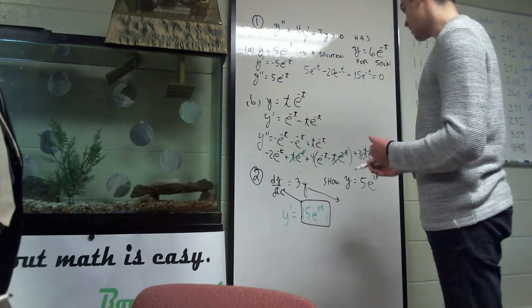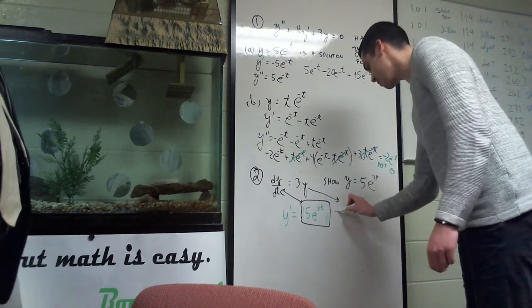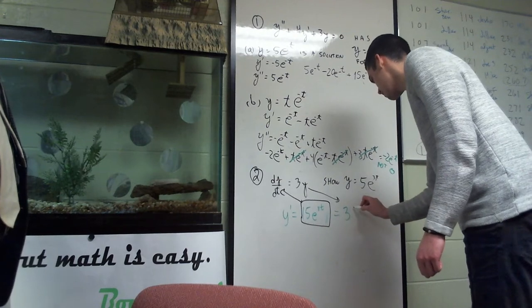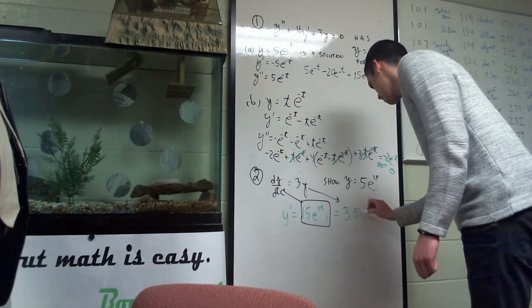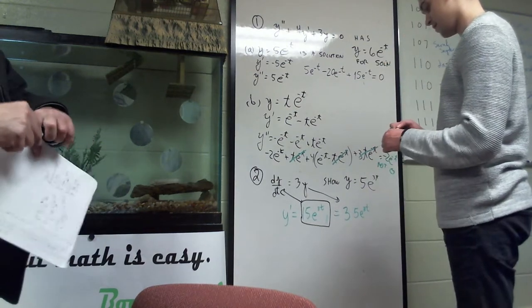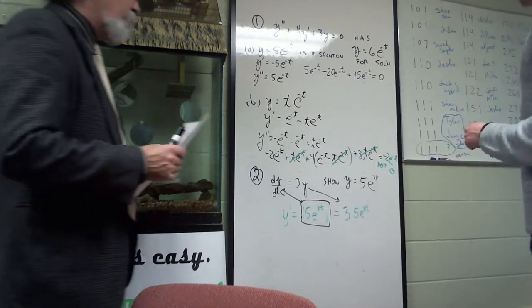15. Yeah, that's all you got to write. 3 times 5, so it just equals this thing. Well, write it 3 times 5. How about that? 3 times 5e to the 3t. And we're happy. The two sides are the same. Okay. That's a pretty childishly easy problem.